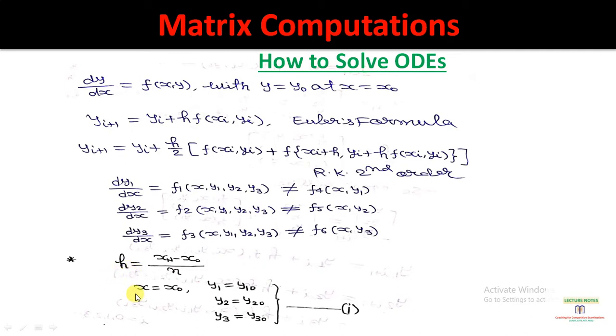Okay, now we are writing some initial conditions. When x = x0, then we will consider y1 = y1_0, y2 = y2_0, and y3 = y3_0.